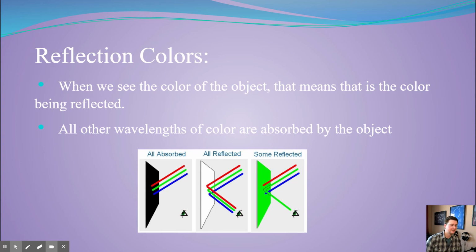All right, and then in contrast, white does the exact opposite. It's actually all of the wavelengths together that we see. So white is reflecting all of them, and we see that as white. That's why white tends to be one of the colder colors as far as absorbing energy, because it's reflecting all of it. It's not absorbing much at all.